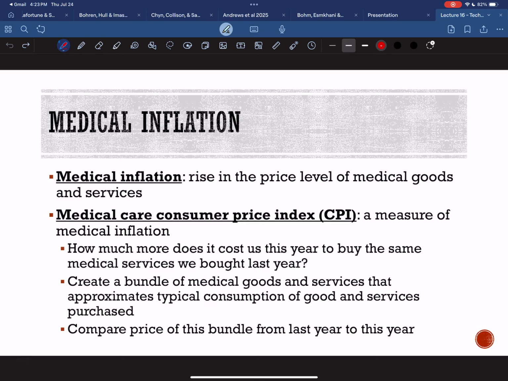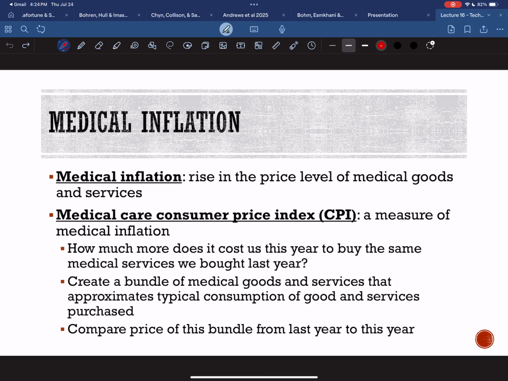So let's discuss medical inflation. So what is medical inflation? This is the rise in the price level of medical goods and services, right? So this is how we're going to tell if prices are rising. And then a medical care consumer price index, or a CPI, which you should have seen in your macro classes, it's a measure of medical inflation, right? So a medical care CPI is how much more does it cost us this year to buy the same medical services we bought last year.